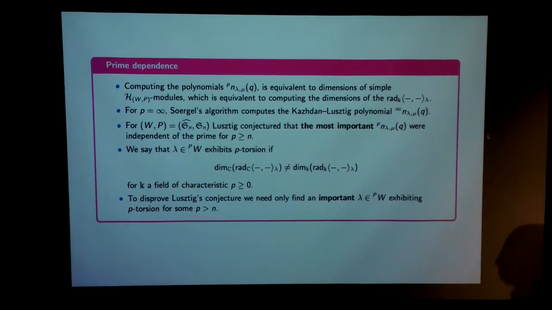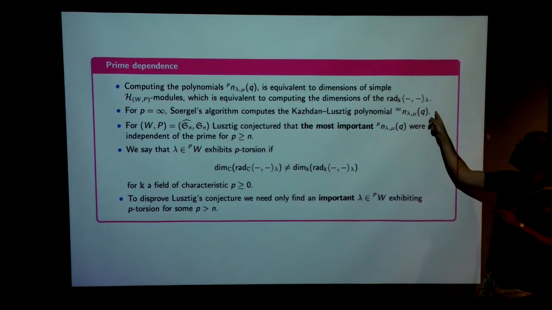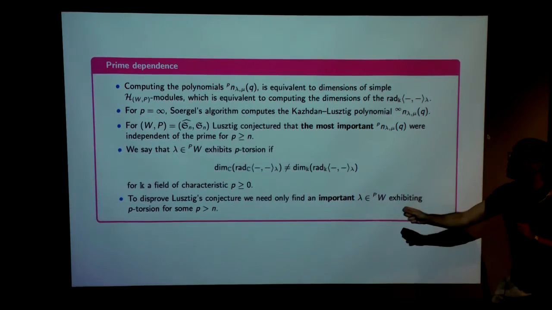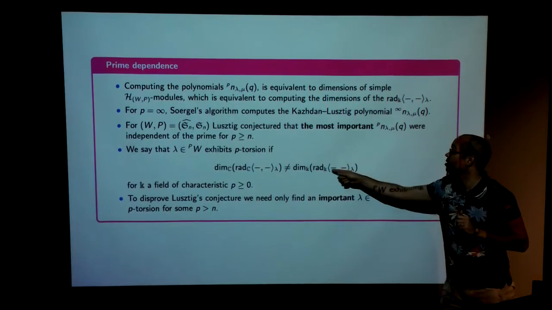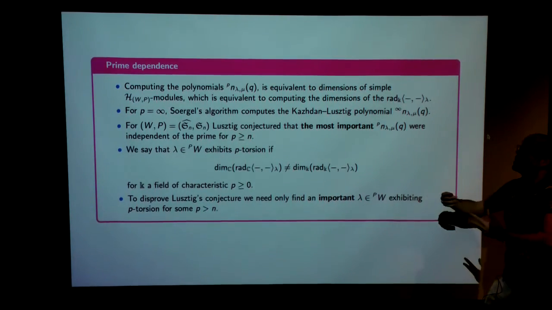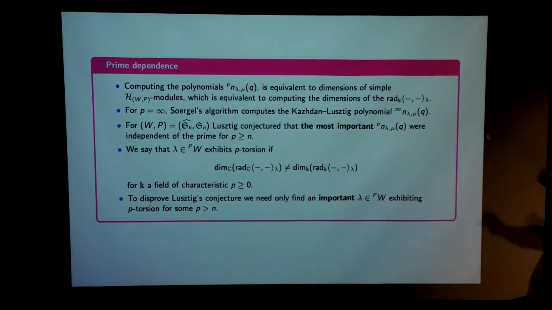Okay, so to disprove Lusztig's conjecture, all we need to do is find some p-Lusztig polynomial, which he said would be independent of the prime, and find the radical to exhibit that it does in fact depend upon the prime. Okay, that's the strategy.